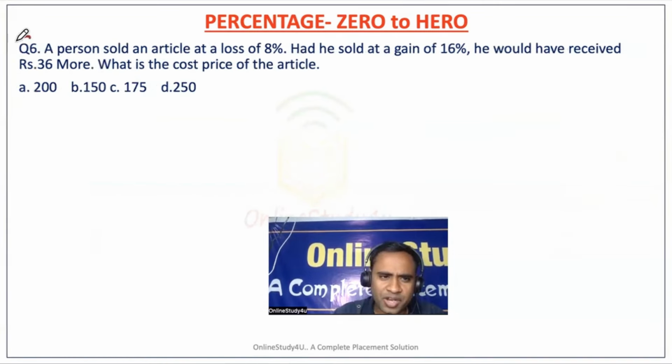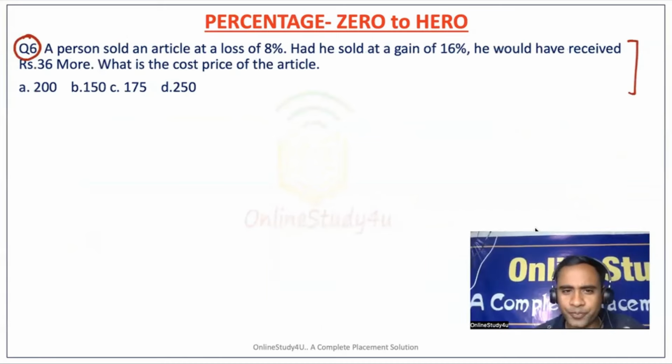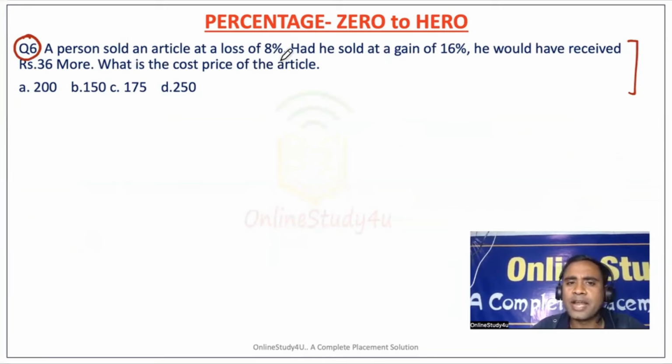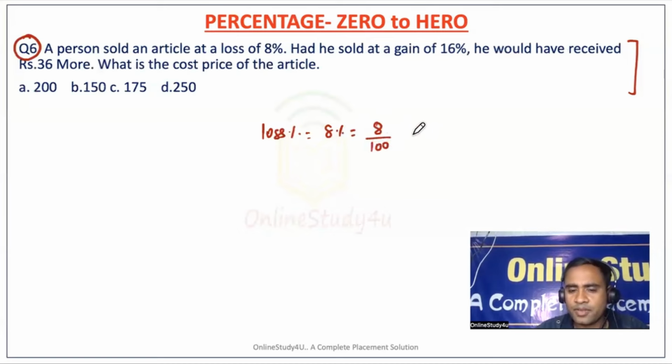Now, question number 6. This kind of question really troubles many students, I know. Let us try to understand and solve it. A person sold an article at a loss of 8%. Loss 8 percentage. Percentage is nothing but 8 by 100, which is 2 by 25.